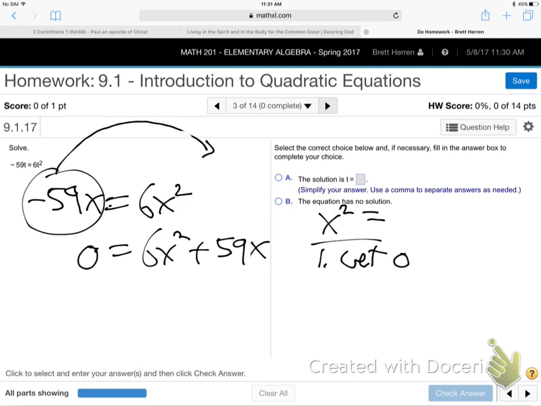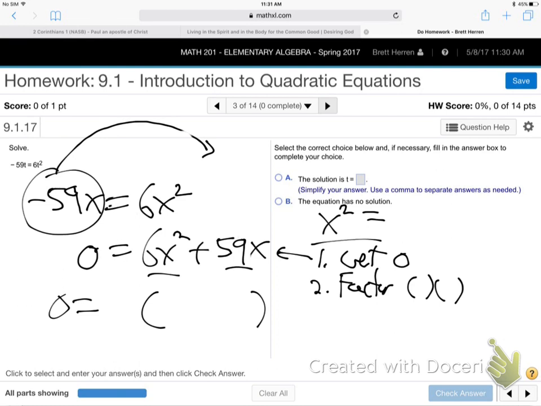So step 1, get a 0, we did. Step 2 is factor, with the parentheses. Is that going to be a 1 parenthesis or a 2 parenthesis? Are there 3 numbers over there? There's 1 thing, 2, just 2 things. So we're just going to do the 1 parenthesis. I don't think 6 and 59 have a number in common. They both have an x, but no number. So just take out the x. It'll be x times 6x plus 59, like that. We good to there?